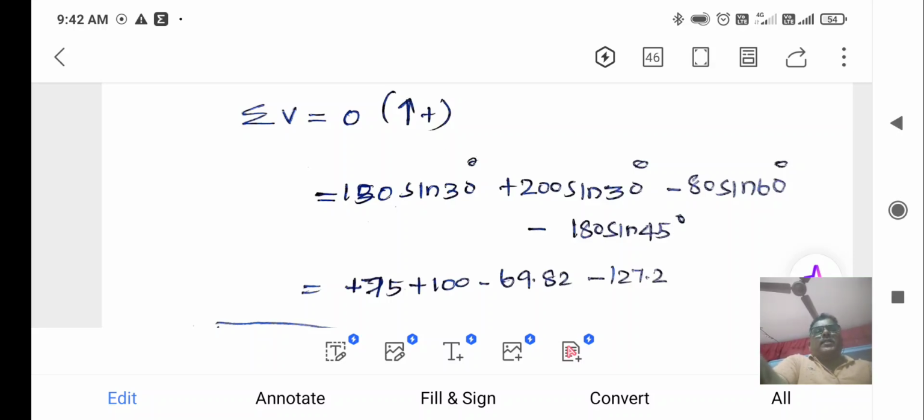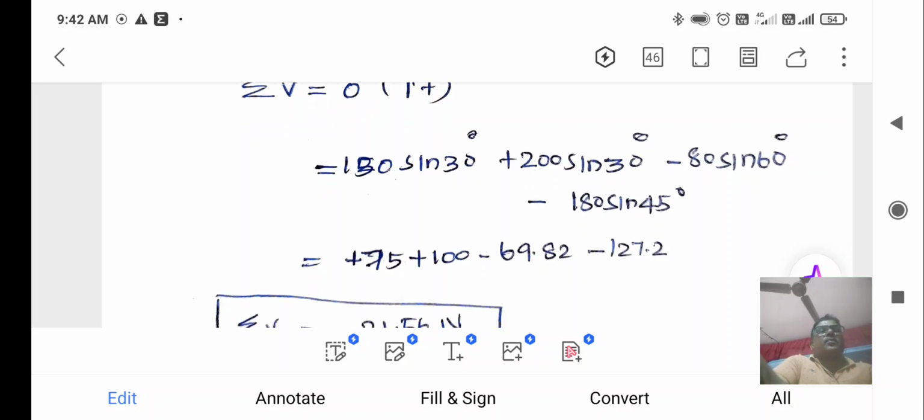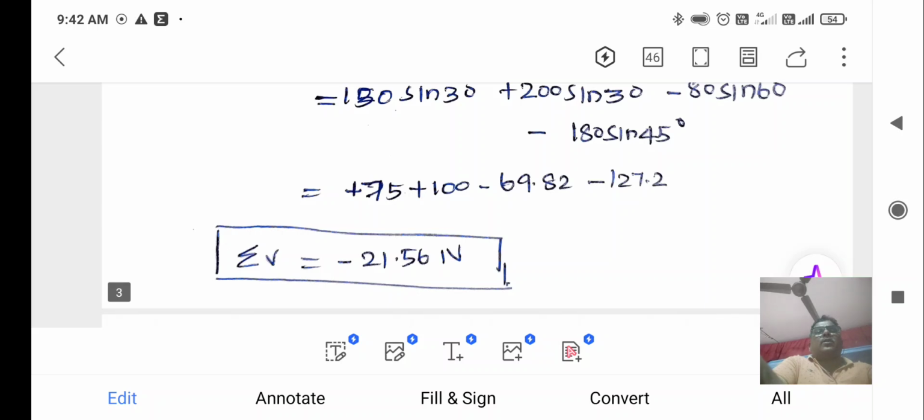150 sin 30 is 75, 200 sin 30 is 100, then minus 69 and minus 127. Resolving these forces, the sum of vertical forces equals minus 21.56, acting in the downward direction. So the sum of H is 43.56, acting in the positive direction, and the sum of V is 21.56, acting in the downward direction.